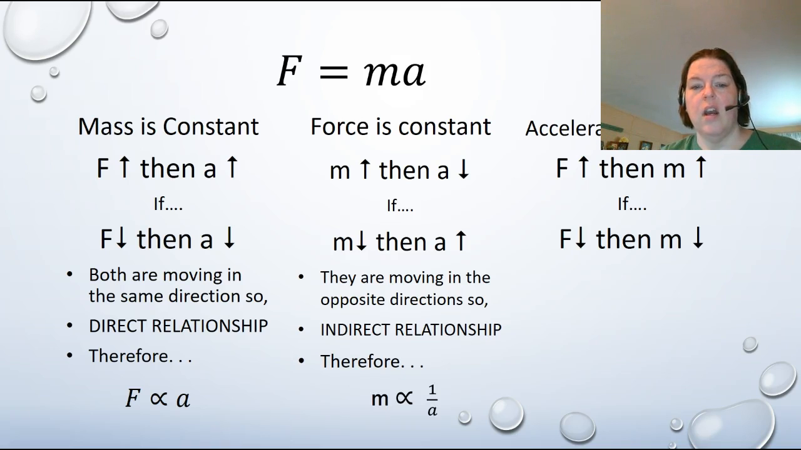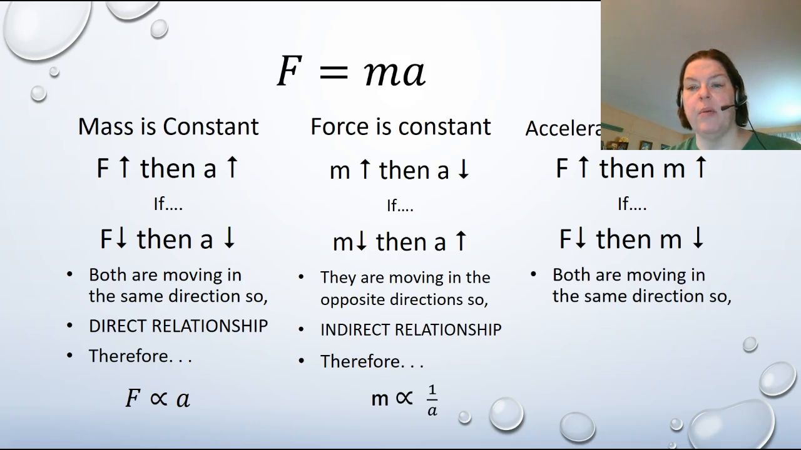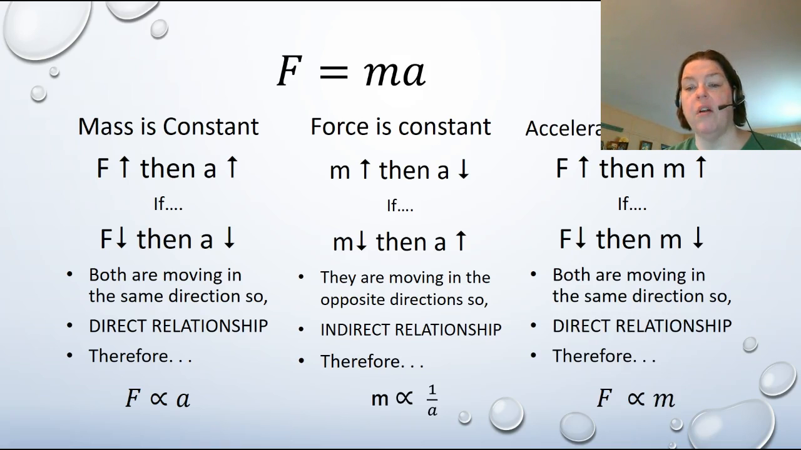Therefore, we know that mass is proportional to 1 over acceleration. The same is true for acceleration: acceleration is proportional to 1 over the mass. We're just trying to give it an equation feel. Then if we look at acceleration being constant, we can see that both are moving in the same direction. As force goes up, mass goes up. As force goes down, mass goes down. That's a direct relationship. Therefore, force is proportional to mass.